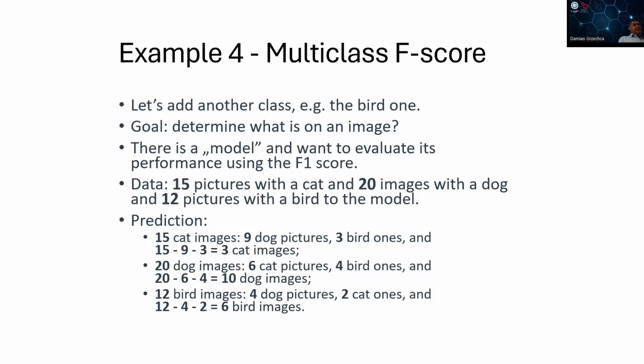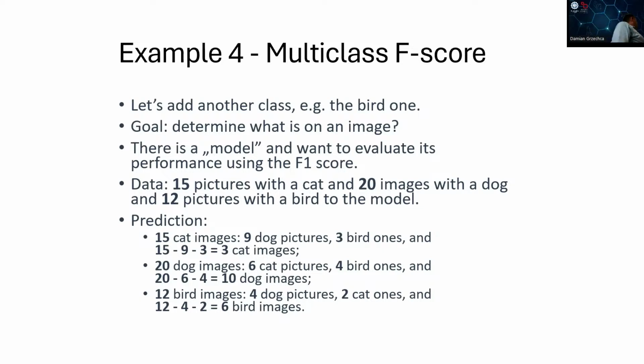Just to be consistent with my information on other slides: dogs, birds, and cats. Here are predictors, and here are true states. So true dogs, true birds, and true cats. Let's try to compose the confusion matrix.